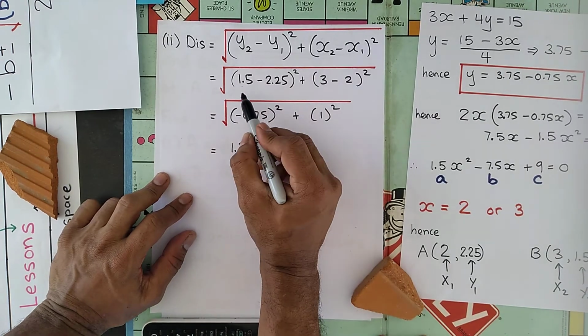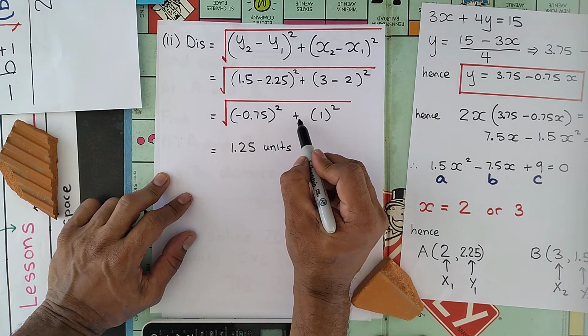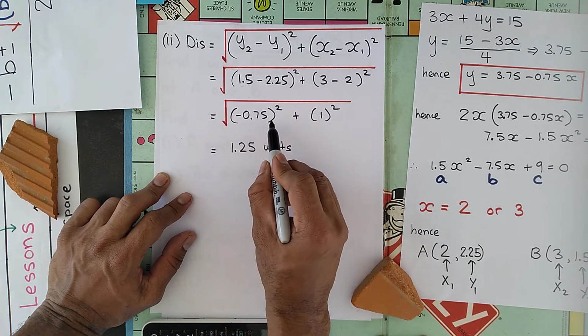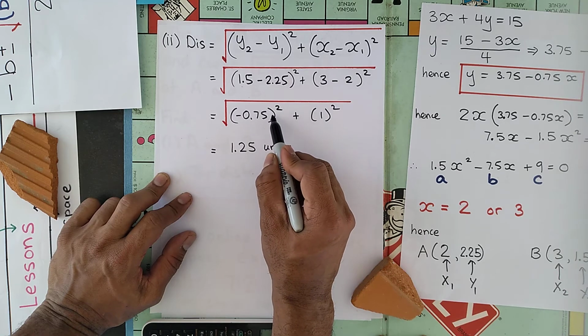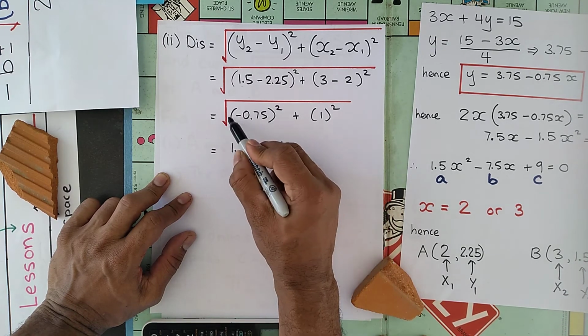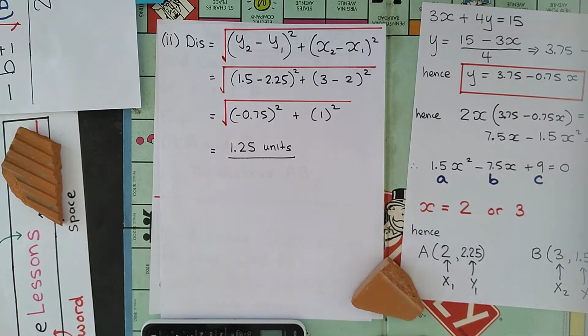So let's work out the brackets. When you work this out, you will get minus 0.75 squared plus 3 minus 2 is 1 squared. Remember, when you square anything, you just get a positive number. When you work this out and square root the answer last, you will get 1.25. So the distance between A and B is 1.25 units.